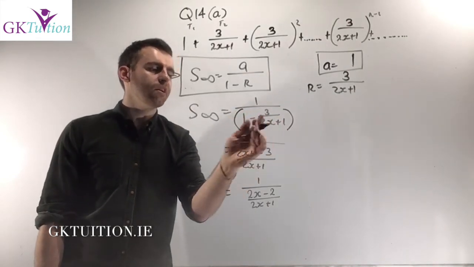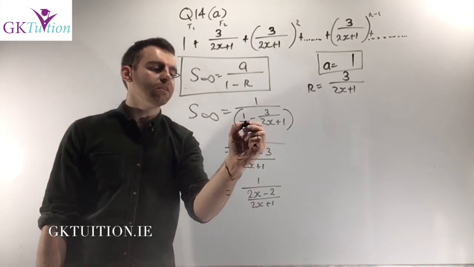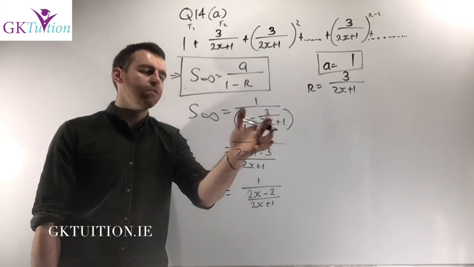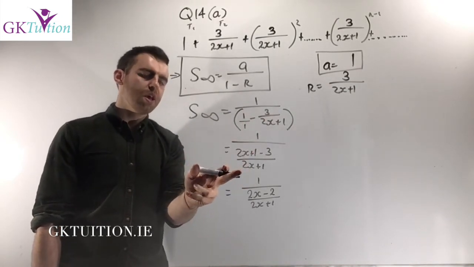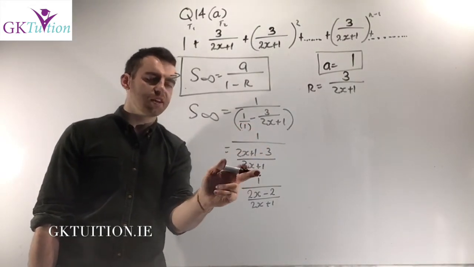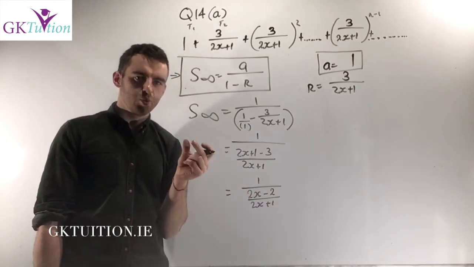Get a common denominator for 1 minus 3 over 2x plus 1. So in order to do that, I have to view this as 1 over 1. Clearly the common denominator for these two fractions is 2x plus 1. And I have to ask myself, how many times will the bottom of the first fraction divide into the common denominator? 1 divides into 2x plus 1, 2x plus 1 times.